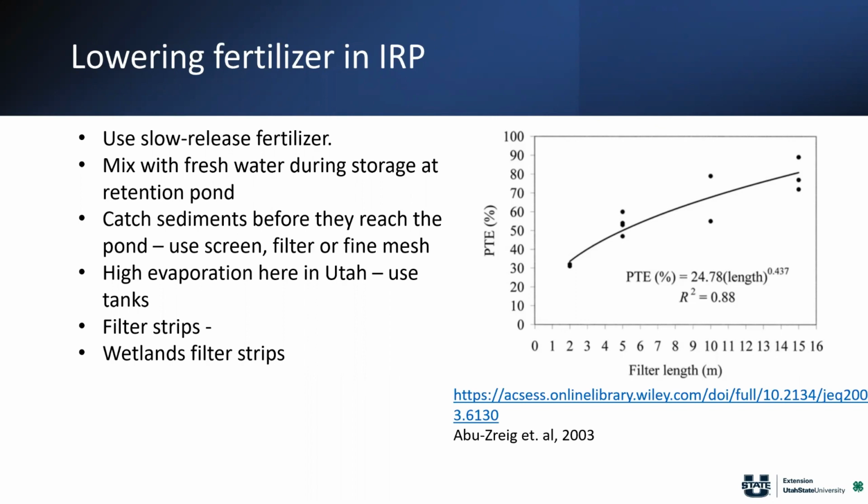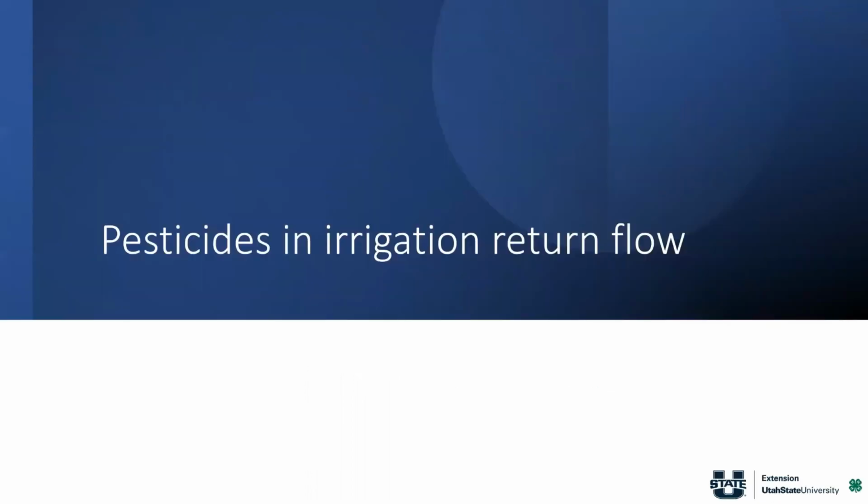Let's move on to pesticides now. Pesticide includes herbicide, fungicide, insecticide, anything like that. It's a broad term. It doesn't mean only something that kills pests. It also means something that might kill weeds or plants. So when we talk about pesticides in irrigation return flow, what we need to consider is the properties of those pesticides. What are the properties of a pesticide that make it more liable to be found in a retention pond or in runoff water?